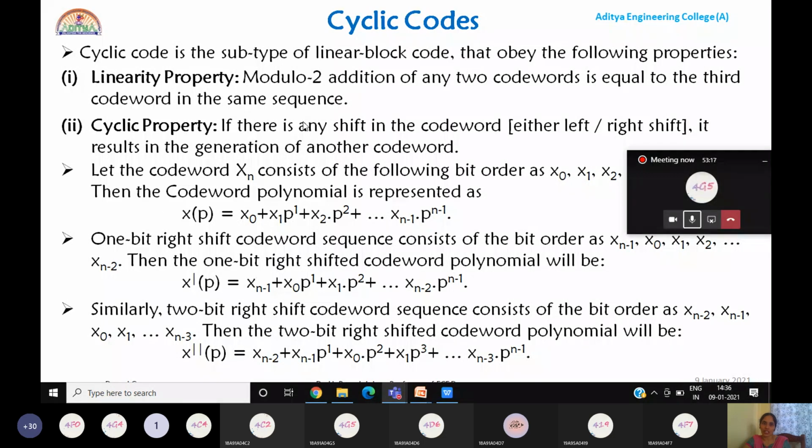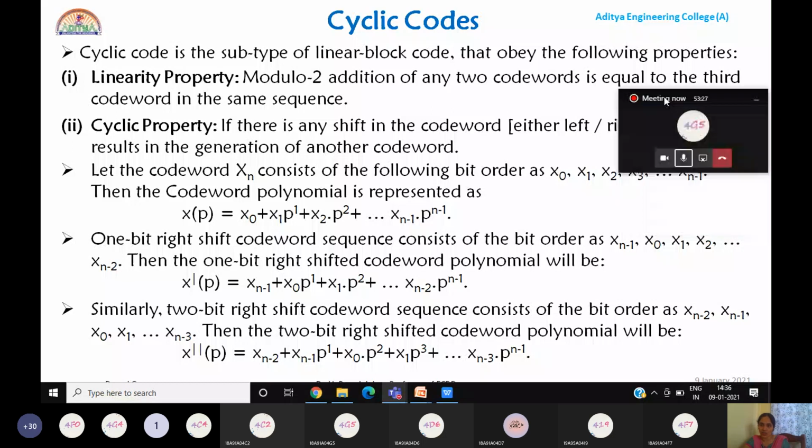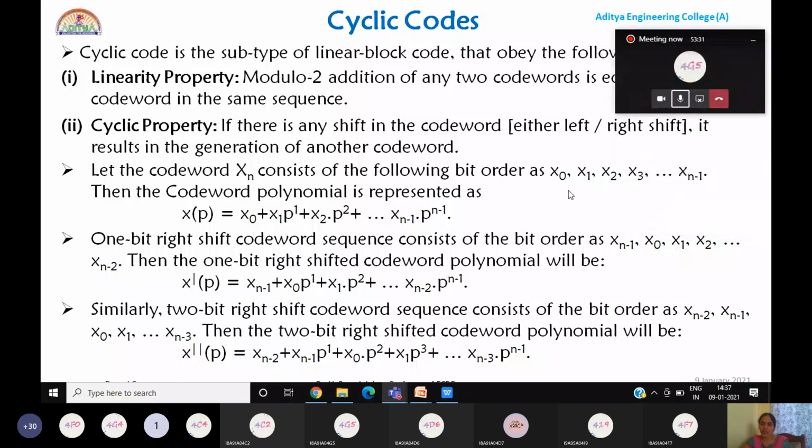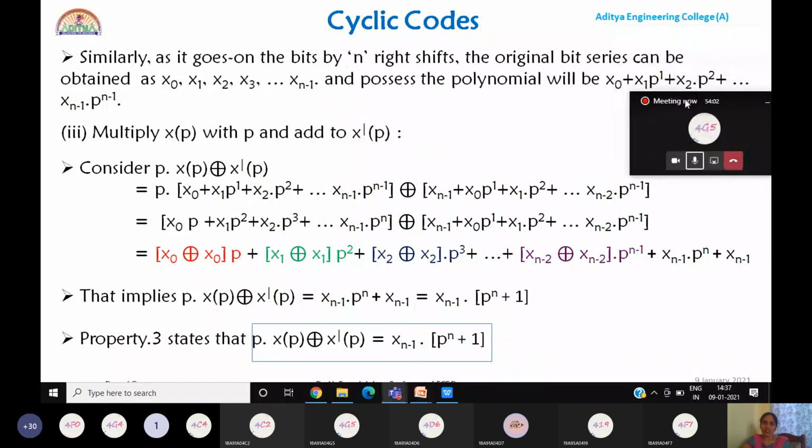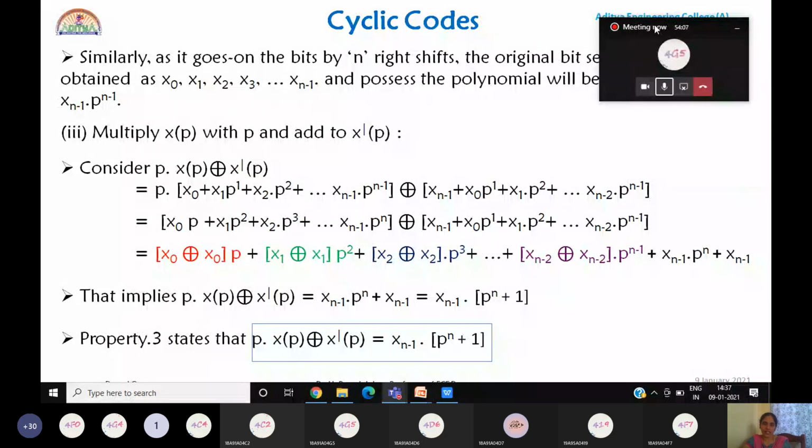And the second property is the cyclic property. If there is any shift in the code word, either left shift or right shift, it results in the generation of another code word in the same sequence. So this is the first code word. For example, if you go for a 1-bit right shift, you will get another code word having this kind of polynomial. Similarly, if you take 2-bit right shifts, then you will get another code word in the same sequence. Like this, if you undergo n bits right shifts, then you will get the original code word polynomial. Then you can say that it obeys the cyclic property. So two properties of cyclic codes we studied.